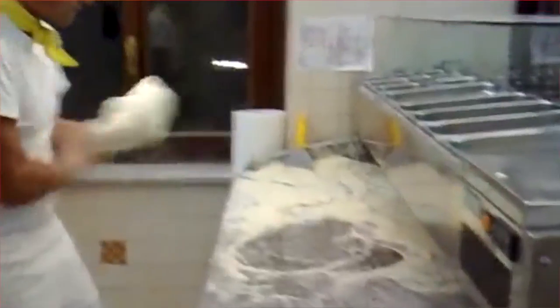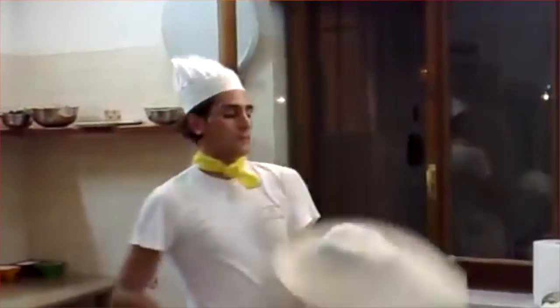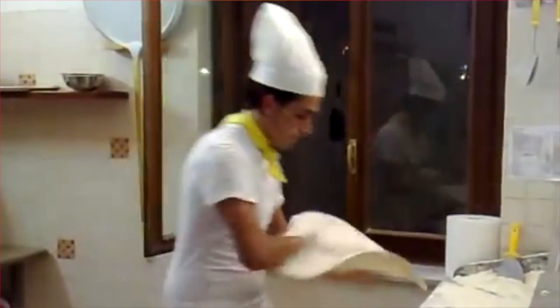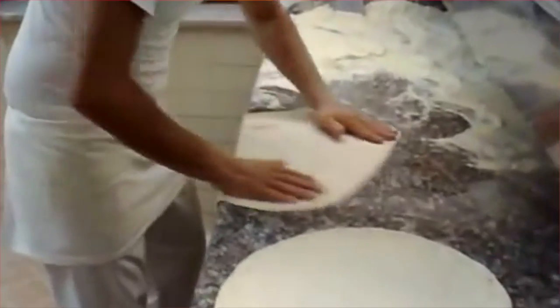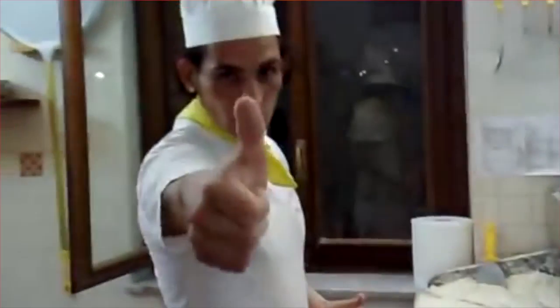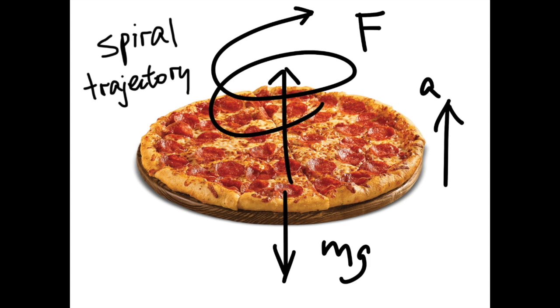In this case, when the cook throws up the pizza, they give it kinetic energy to move. As the pizza moves up, it loses some energy due to air resistance. The rest of the energy is transformed into GPE. At this point, the pizza starts falling back, accelerating due to the gravity of Earth. Now for the fun bit, the rotation of the pizza. We can notice that the pizza continues to rotate even when it starts to fall.